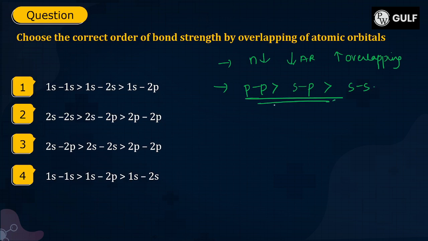Now, keeping this in mind, option 4 becomes the answer because 1s 1s, where the n is the least, then 1s 2p, because s and p, and finally 1s 2s. So option 4 is the answer.